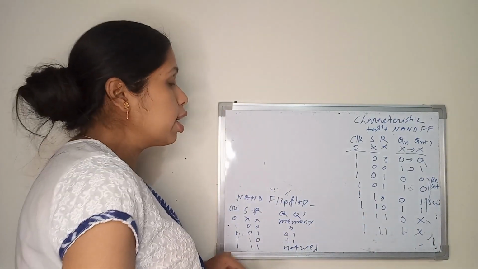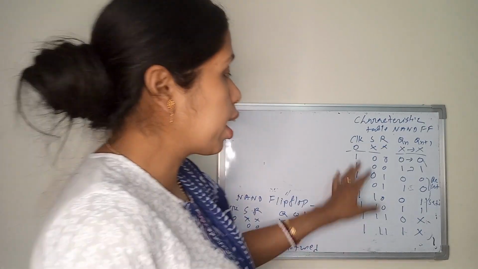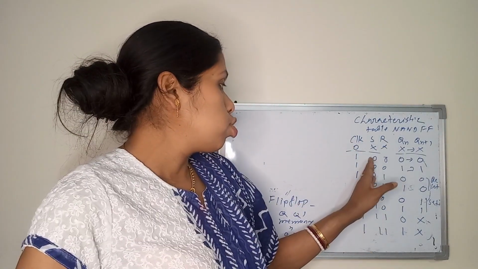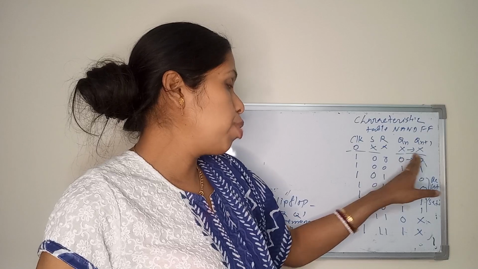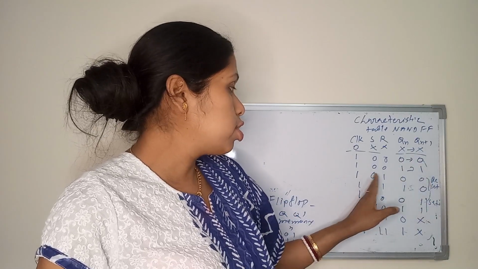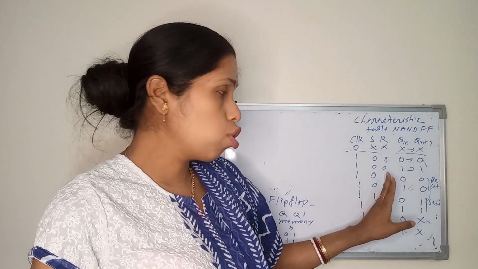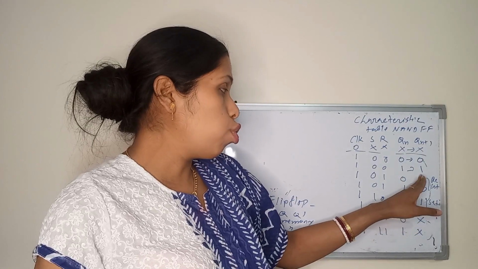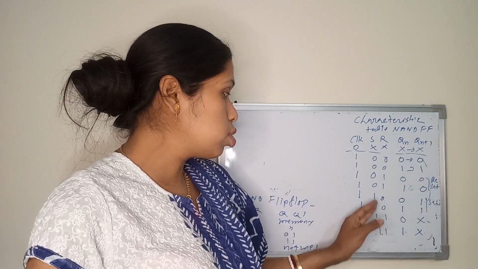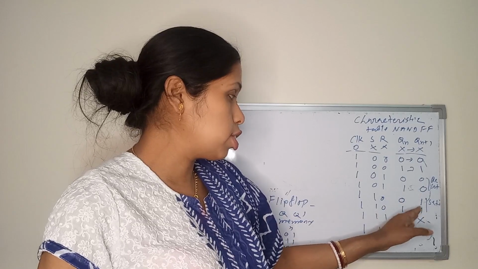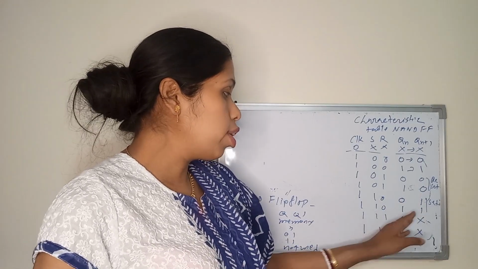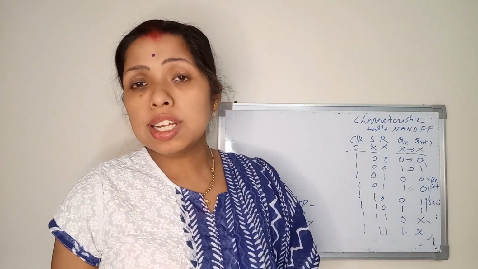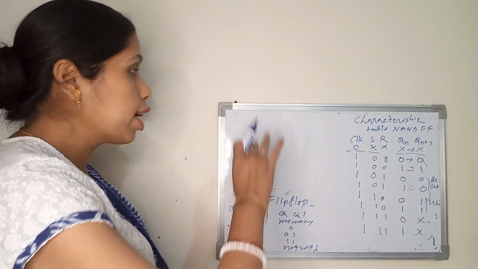Now, this is the characteristics table. I hope it is clear. If 0, 0, whatever my past value, the same value is reflected here. If 0, 1, it will not check the past value, so it resets the present value. If I am giving 1, 0, it sets the present value. And if I am giving 1, 1, it is forbidden. This is the characteristics table.